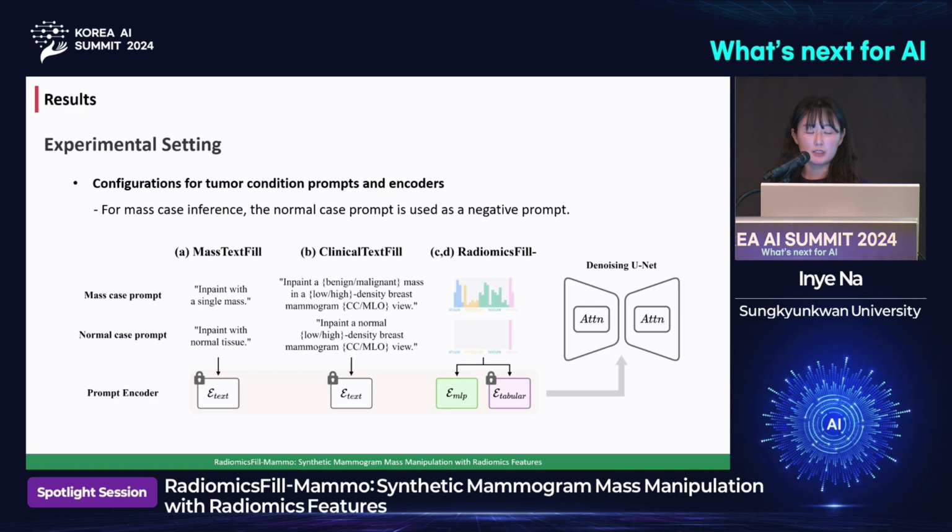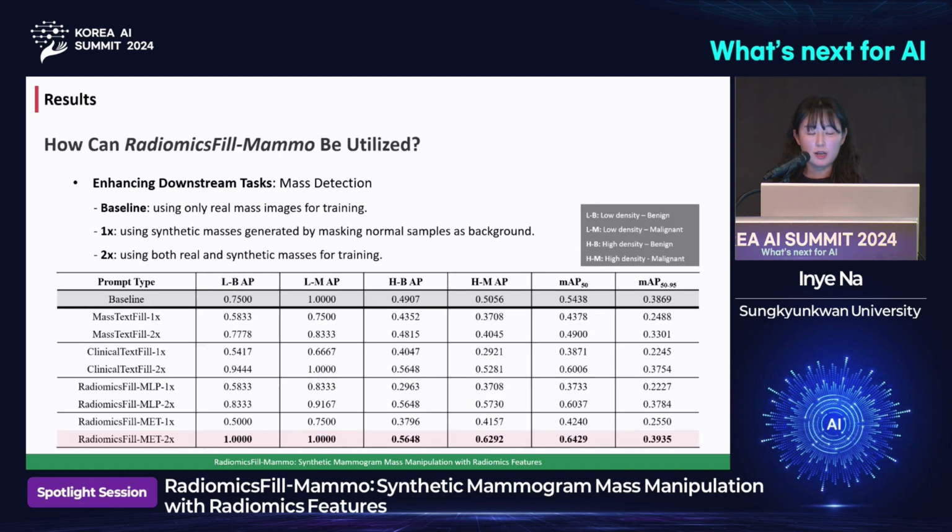For our experimental setup, we evaluated the radiomics field by comparing its performance with results generated using different text-based conditions. This helped us understand its effectiveness in tumor generation. We applied radiomics field to improve performance in a downstream task, mass detection. This research showed that using radiomics features as conditions allows us to generate a wider range of masses, which improves the model's ability to learn from more diverse samples.